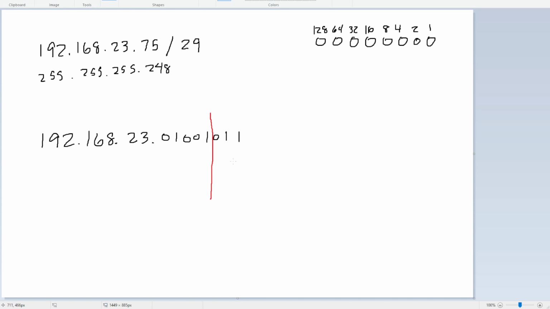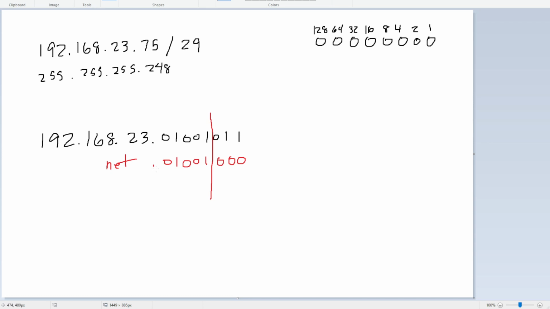Right? Okay, so now I want the network address. So I'm going to carry down the bits that are currently there, because these are network bits, so you don't change them. And then I'm going to zero out the host portion.